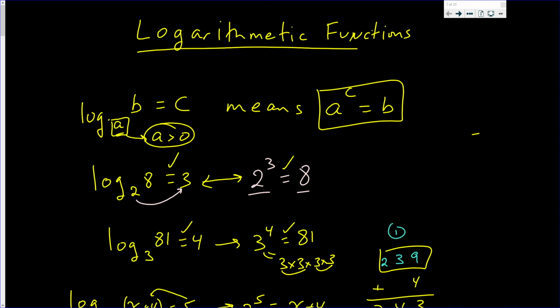Same thing over here. If A is negative, we just talked about this. If A is negative, what if C was the square root of 2? Is it positive, negative? Is it 0? I don't know. So A is understood to be positive.